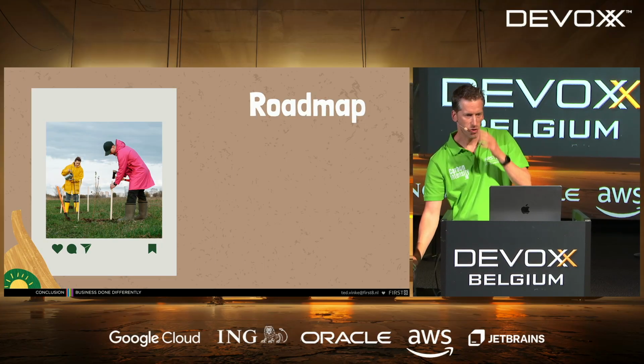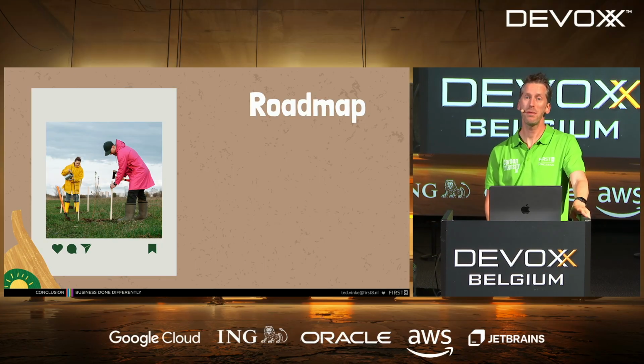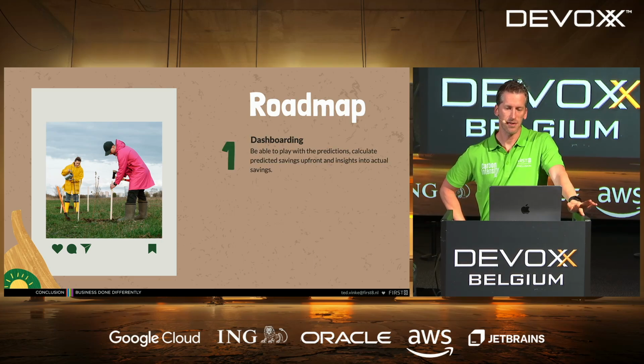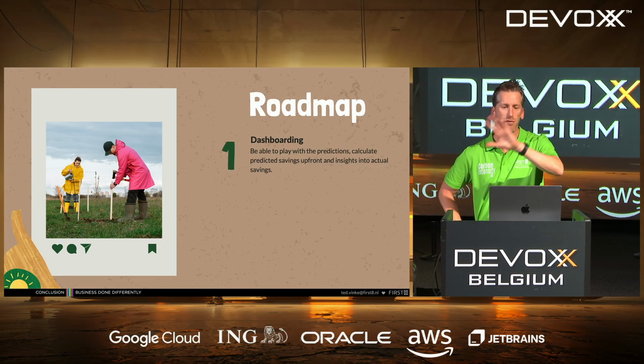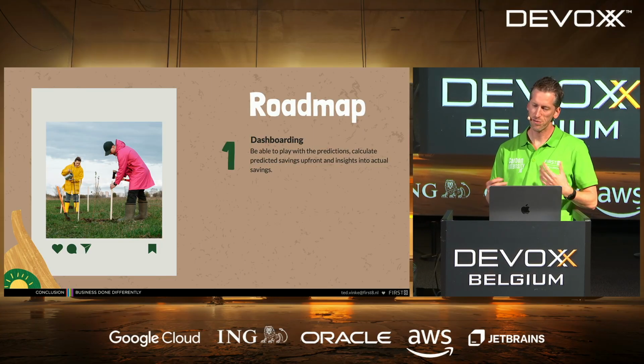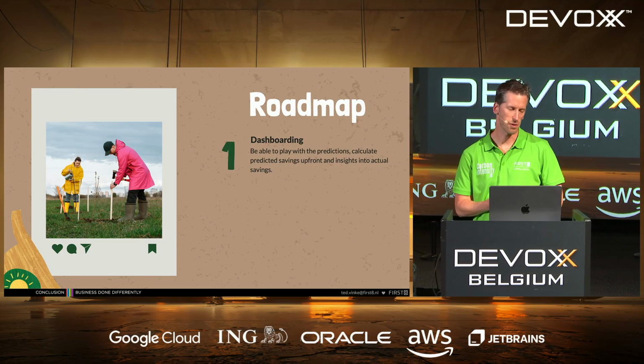Okay, let me show you our top 3 priorities we have on our roadmap. First of all, we're adding better dashboarding. It would be so much more fun to play with the predictions and the actuals and see all the possible savings up front visually. And yeah, we're reloading stuff, but that could be made more user-friendly with a nice UI or something else.